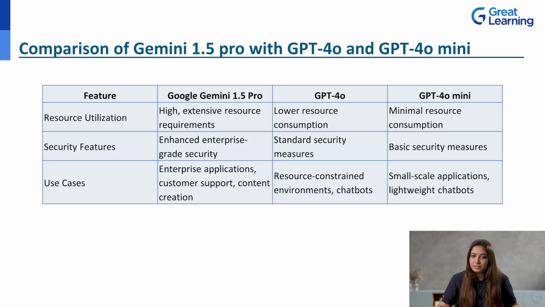So, this is the basic difference across a few of the major features of the models, with a good way of representation, be it Gemini 1.5 Pro, GPT-4o or GPT-4o Mini.